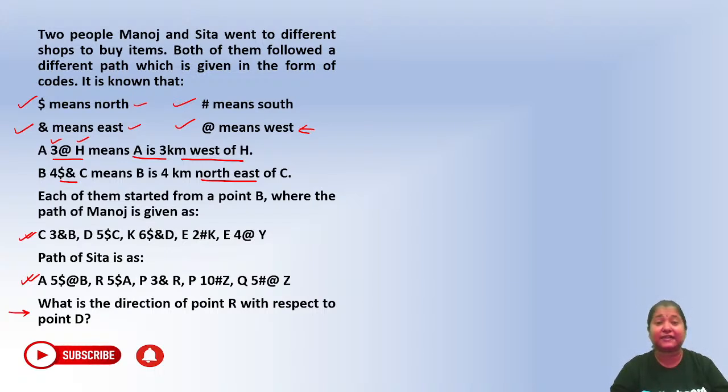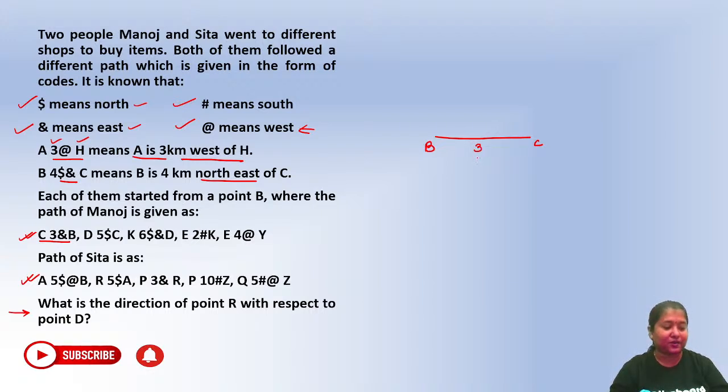Let's try this together. Let's see how this has to be done. A very normal question here. You just have to make it as like your normal direction, since it's just that it has been given in the coded format. So you can see C3 ampersand B. What is the meaning of ampersand here? You can see ampersand means east. So C is towards the east of B. Let's say this is your C here. C is towards the east of B. The distance between them is 3 kilometers.